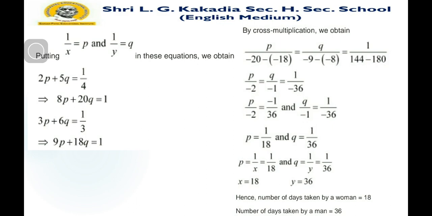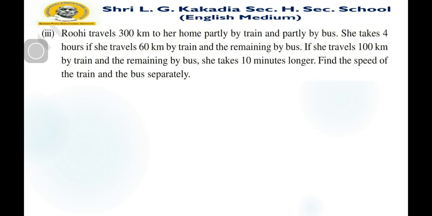Now let one more example. Ruhi travels 300 km to her home partially by train and partially by bus. She takes 4 hours if she travels 60 km by train and the remaining by bus. If she travels 100 km by train and the remaining by bus, she takes 10 minutes longer. Find the speed of the train and the bus.